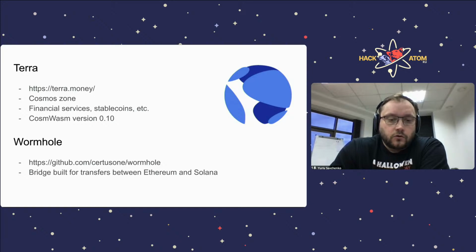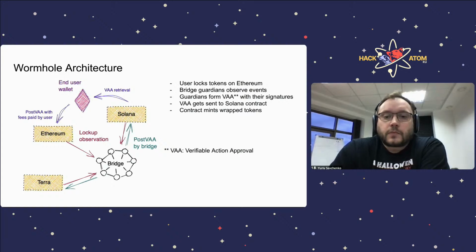As for the Wormhole bridge, it has been developed by the Certus One team. That's the GitHub link. It was built for transfers between Ethereum and Solana. The bridge itself was written so it can be extended to other blockchains in the future. And basically, Terra is the first blockchain to be added on top of the original Ethereum and Solana support.